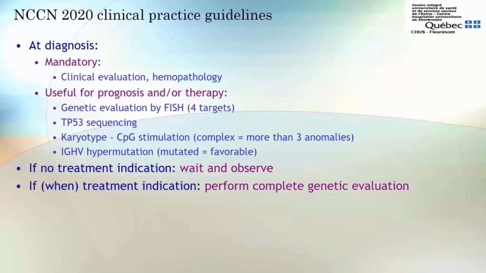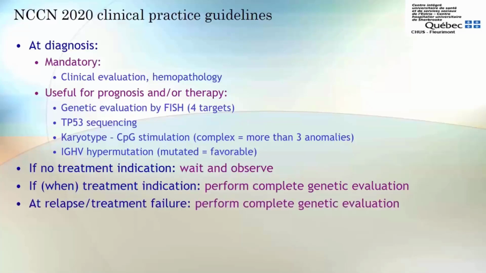If or when there's a treatment indication, or at relapse or treatment failure, then you must perform a complete genetic evaluation, which will include a FISH genetic evaluation with 4 targets, TP53 sequencing, a karyotype to assess the complexity of the disease, and also IGHV mutation status.